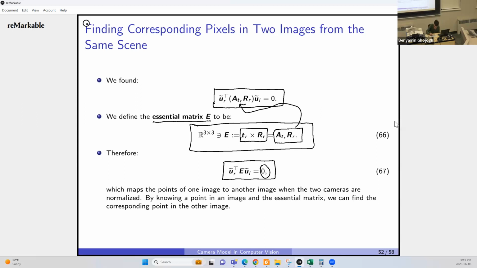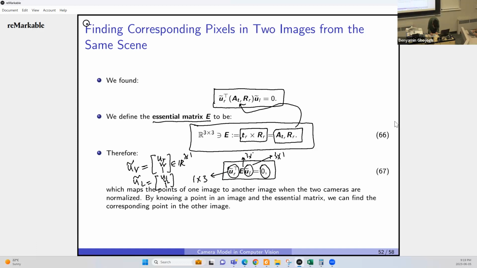And this 0 is a scalar. I think it's obvious. Why? For example, what was U? UR tilde is UR, VR, 1, right? So it's a 3 by 1 vector. Therefore, its transpose is 1 by 3. UL tilde is UL, VL, 1. So it's 3 by 1.